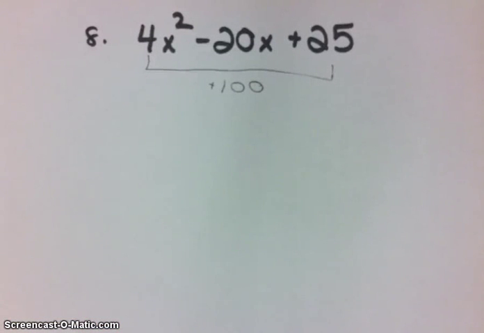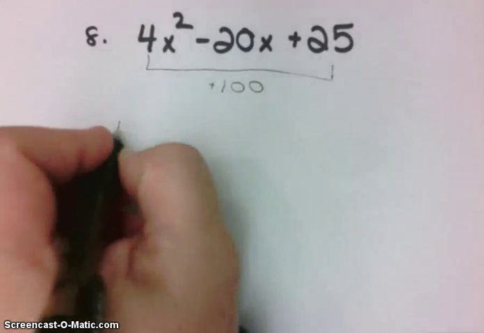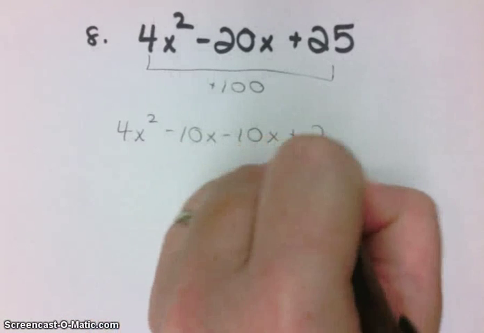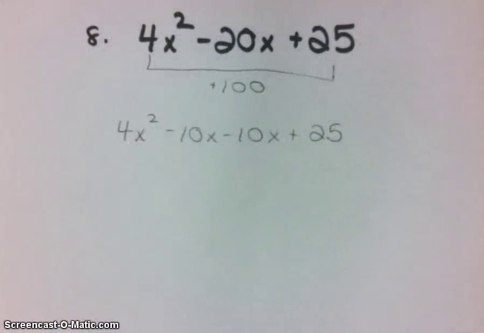And so here's the question we have to ask ourselves. Same question every time. What two numbers multiply to get positive 100 and add to get negative 20? So hopefully right now you are writing down negative 10x, negative 10x. So instead of negative 20x, we've got two negative 10x's. Good. All right, so now we're going to try to factor this by grouping.